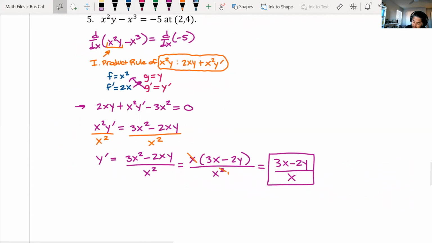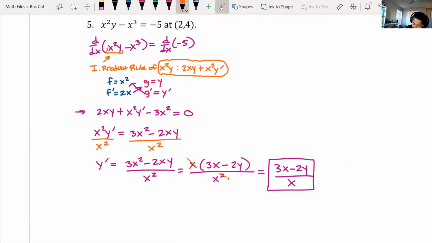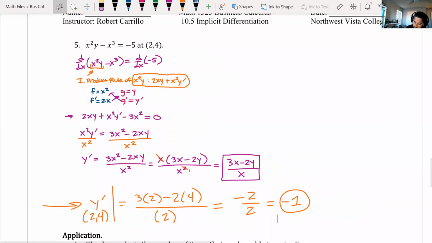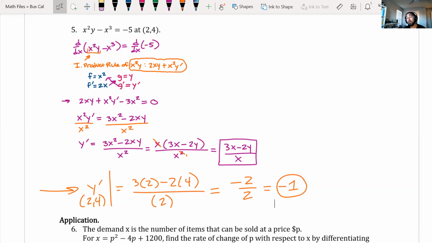Okay, there it is. And now we just have to evaluate y prime at the point 2, 4. So 3 times 2 minus 2 times 4 over 2. And you'll get 6 minus 8, which is negative 2 over 2, which gives us negative 1. Okay. Any questions on that one?